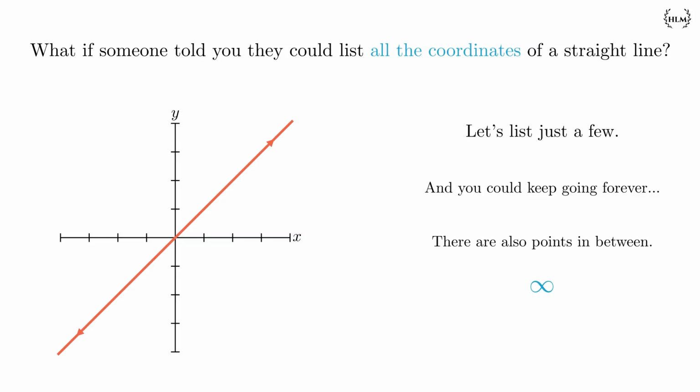So let's just list some points here. 0, 0 definitely is part of this line because it's the center, the origin. 1, 1: 1 on the x, 1 on the y. 2, 2: 2 on the x, 2 on the y. Negative 1 on the x, negative 1 on the y. And you can go on forever for this diagonal line. And also, there's points in between. And there's an infinite number of points.